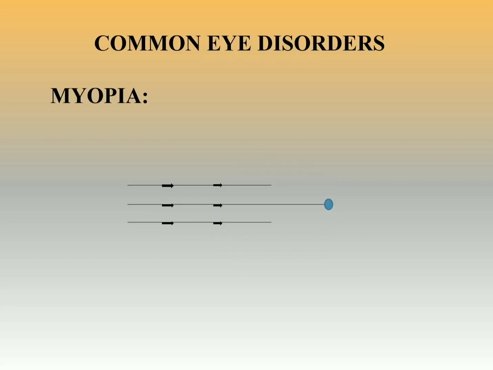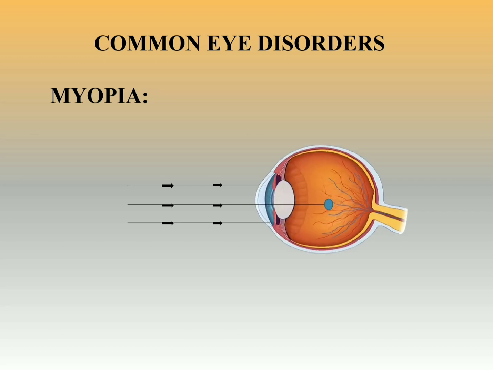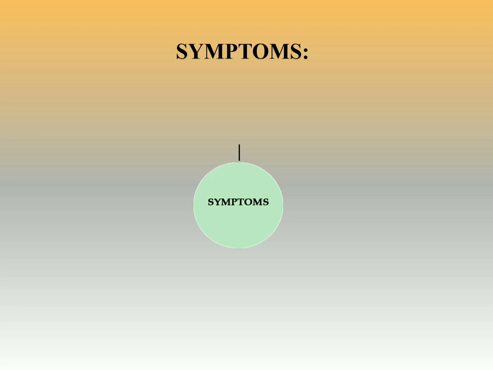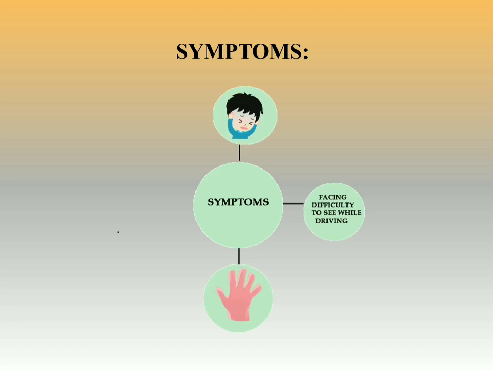Common eye disorders. Myopia. Myopia is otherwise known as nearsightedness. Myopia is a condition where the far objects are seen blurry and the near objects are seen clearly. The focused images are seen in front of our retina instead of on the retina. Symptoms include headache caused by eye strain, facing difficulty to see while driving vehicles, blurry vision when looking into a distant object, and partial closure of the eyelids to see the objects clear.